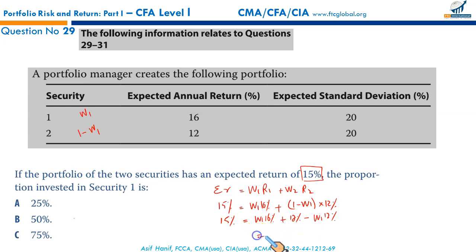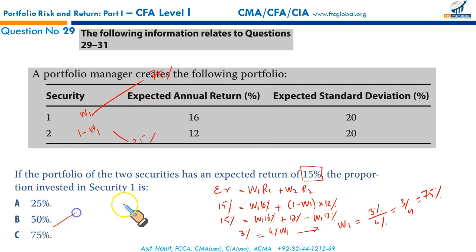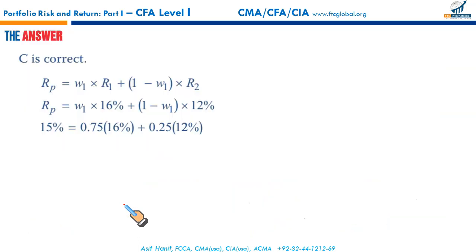Okay, what you can do, 15 minus 12, that gives you 3%, and W1 times 16% minus W1 times 12% gives you 4% W1. So if you make W1 the subject of your equation, it's going to be 3% by 4%, which means 3 by 4, which further means 75%. That means the proportion of security 1 is 75% and security 2 would clearly be 25%. So that gives you C to be the correct option.